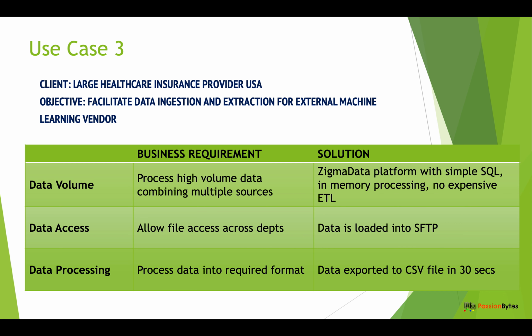If ZigmaData was not available, they could have used an expensive ETL tool with lots of resources and done time consuming operations with multiple failure points to generate this CSV file, which we are currently able to derive in less than 30 seconds. And finally, that data is loaded into SFTP, from where the vendor picks it up, applies the machine learning, and returns the data back.